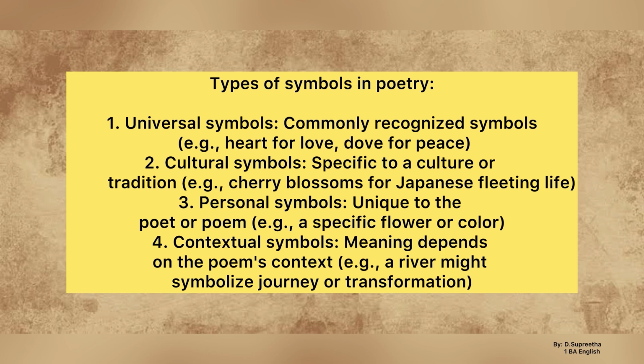Third, personal symbols, unique to the poet or poem. Example, a specific flower or color. Fourth, contextual symbols. Meaning depends on the poem's context. Example, a river might symbolize journey or transformation.